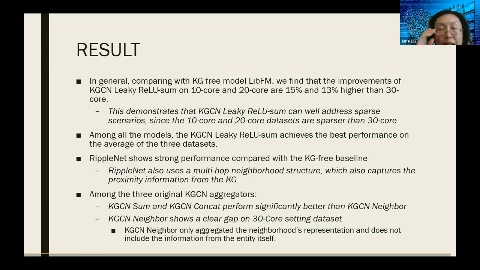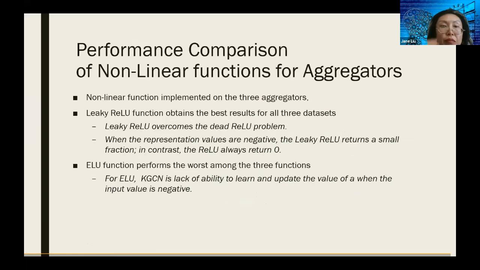And overall, we can see that KGCN-Sum and KGCN concatenate perform significantly better than KGCN neighbor, because if you remember, we talked about the KGCN neighbor aggregator only considers the neighborhoods, all the neighbors' representation. And when we compare the different types of nonlinear functions for these aggregators, we see that the leaky ReLU performs the best out of all three.